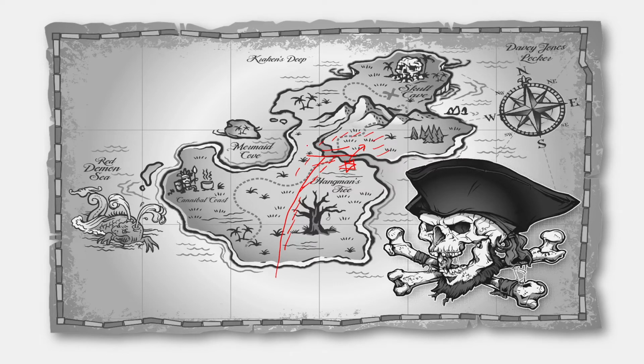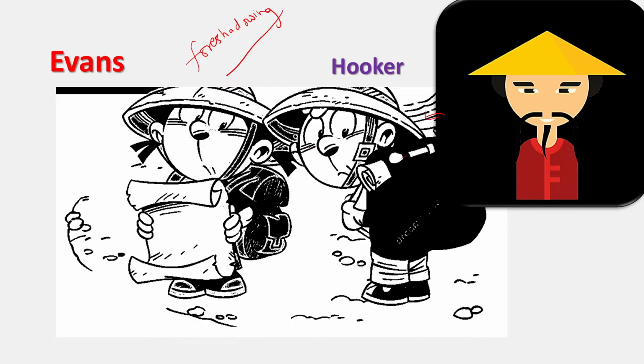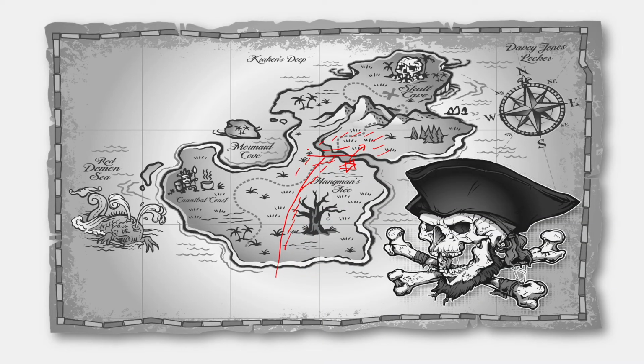The map was very old, and it was torn on its folded, creased parts. But these two characters, Evans and Hooker, could not decode the signs on the map, the small dashes. They thought the dashes could be anything but Chinese language, because they had stolen that map from a Chinese group. After reading the map, they start their journey.